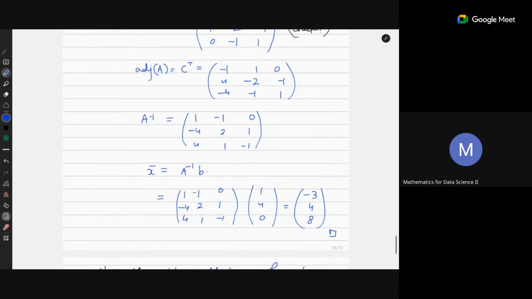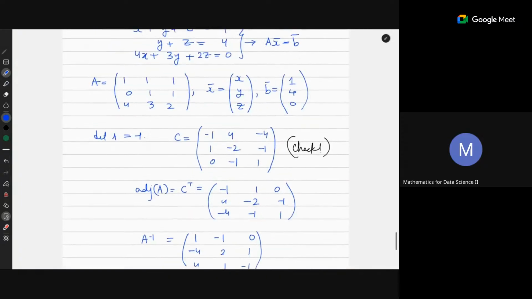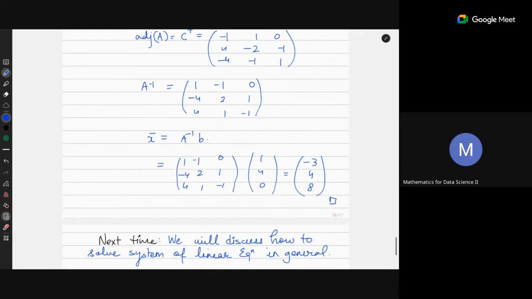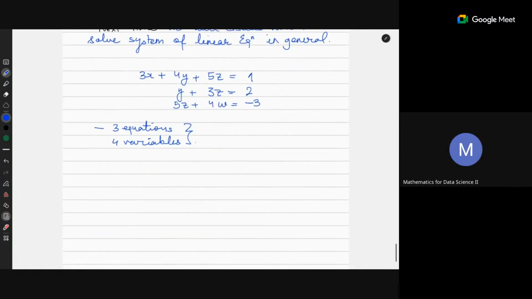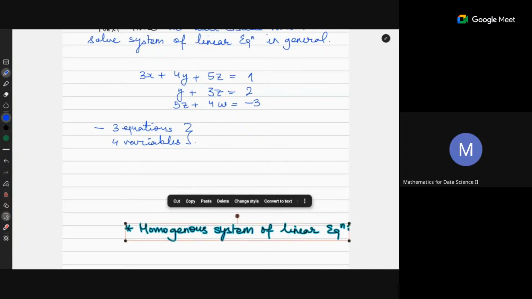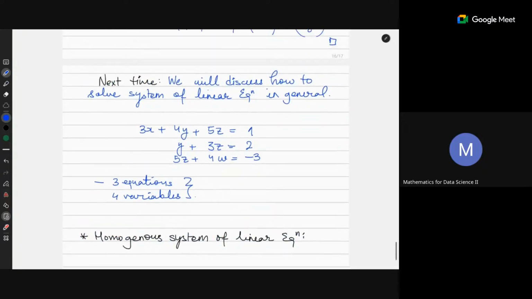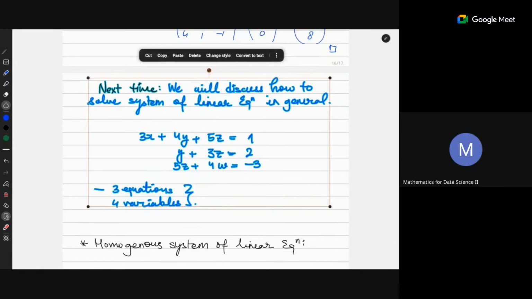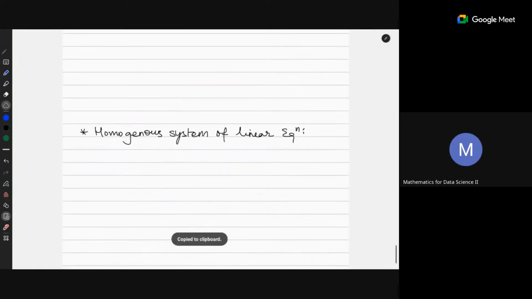All right. So you can verify whether you get the same solution by using the Cramer rule. All right. So this is an example. So this is how you can use this. Okay. Before we move on to what we are going to do next time, let me complete today's thing by discussing quickly over this topic of homogeneous system of equation.